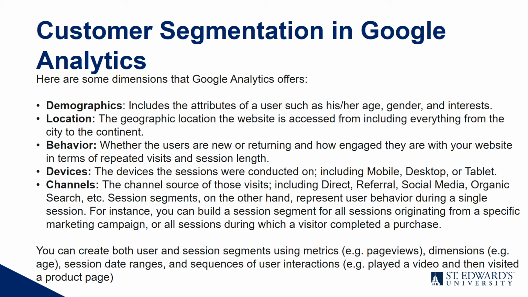So different things you can look at in Google Analytics as far as the different criteria and what we call dimensions, right? Variables, demographics, location, behavior, devices, and channels. What's important to know is that you can create both user and session segments using metrics like page views and dimensions such as age. You can combine both the characteristics, the descriptor type criteria, age, location, device type, along with their behavioral metrics.